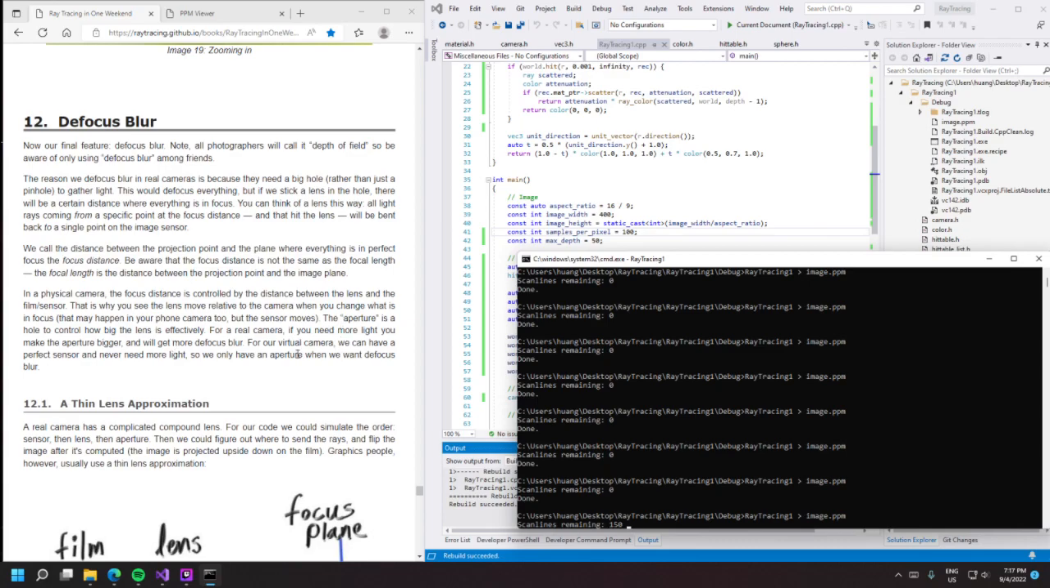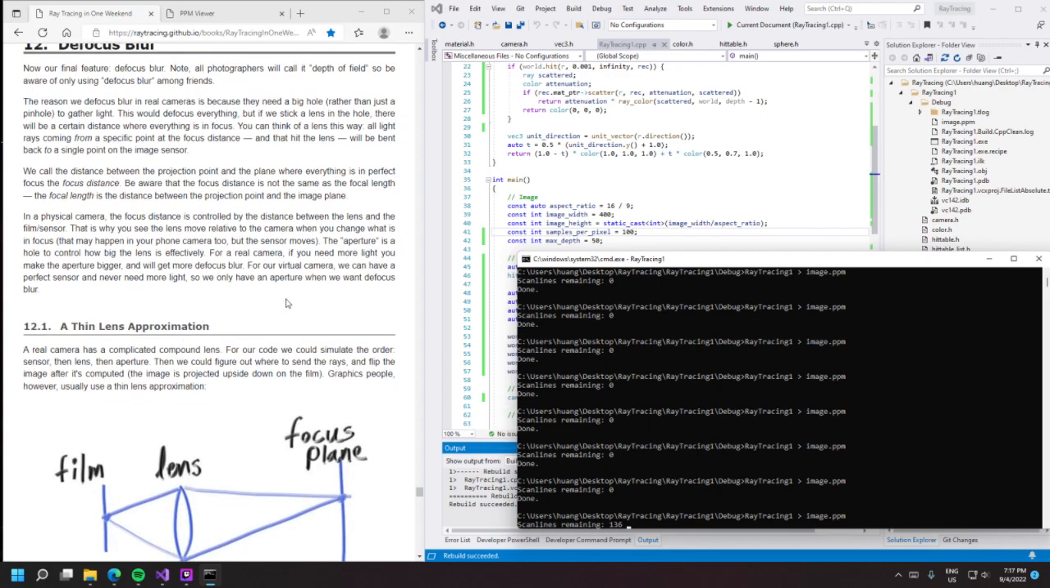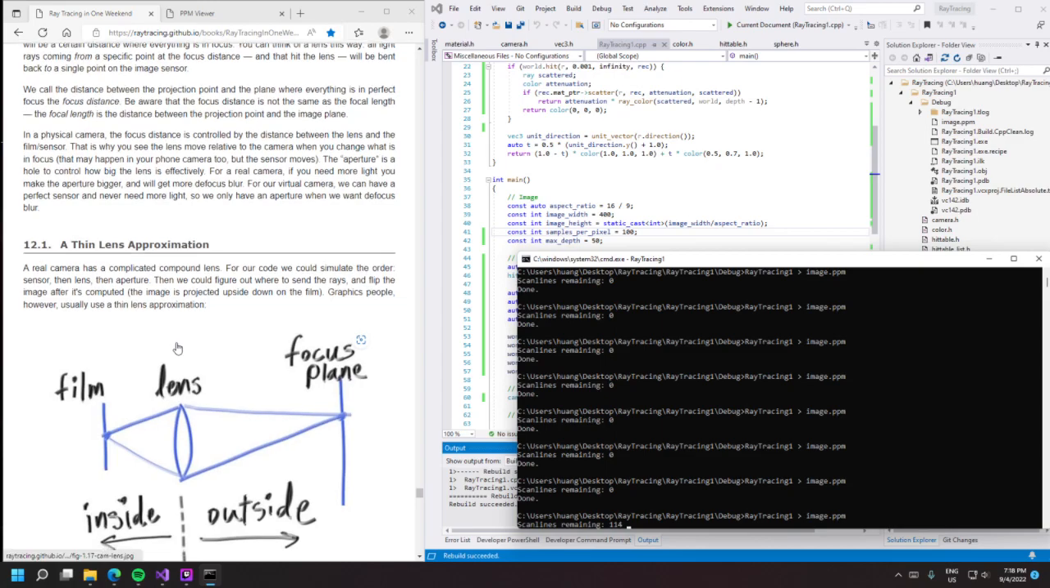Yeah, for real, it's been a really long time since I put my hands on a real camera, so sorry I couldn't explain better. But for our virtual camera, we can have a perfect sensor that never needs more light. So we only have an aperture when we want defocus blur.